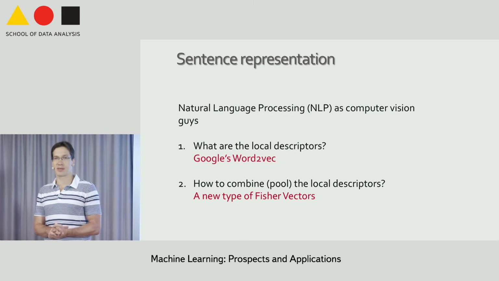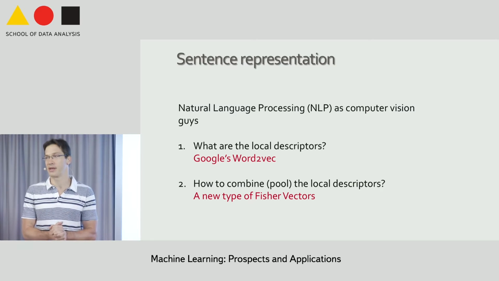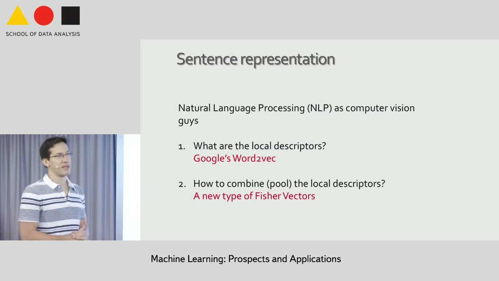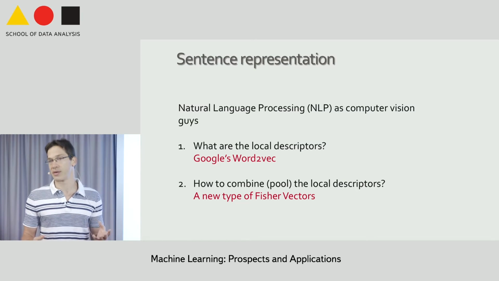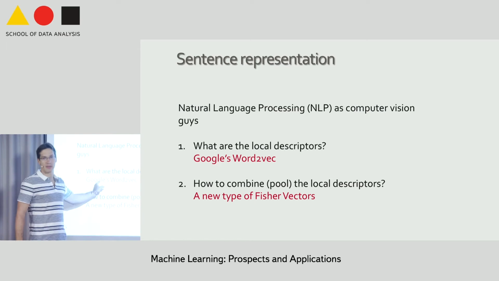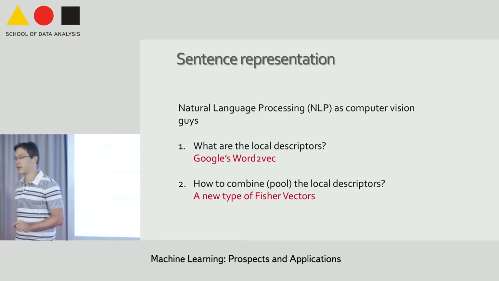With regards to sentence representation, we are not natural language processing guys, we are computer vision people. We thought, what is the most natural way for us to represent sentences? So we figured, well, let's use local descriptors and then use pooling, just like we do in computer vision. So what would we use for local descriptors? We use Google's word2vec. I will mention it in a second. And how to pool the local representations into one vector representation? This is what the major novelty of the work is about. I will describe it. It's a new type of Fisher vectors.